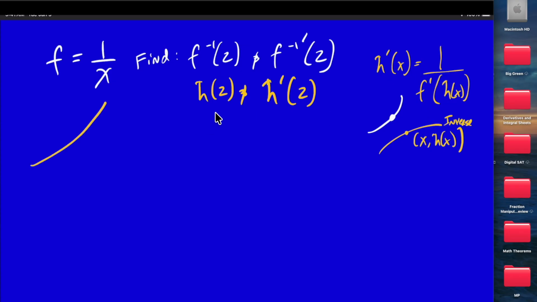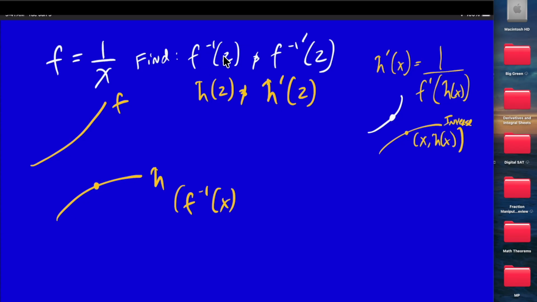And recall that if we have two functions, f and h, remember h is the same as the inverse of f, and they want to know what f inverse of 2 is.